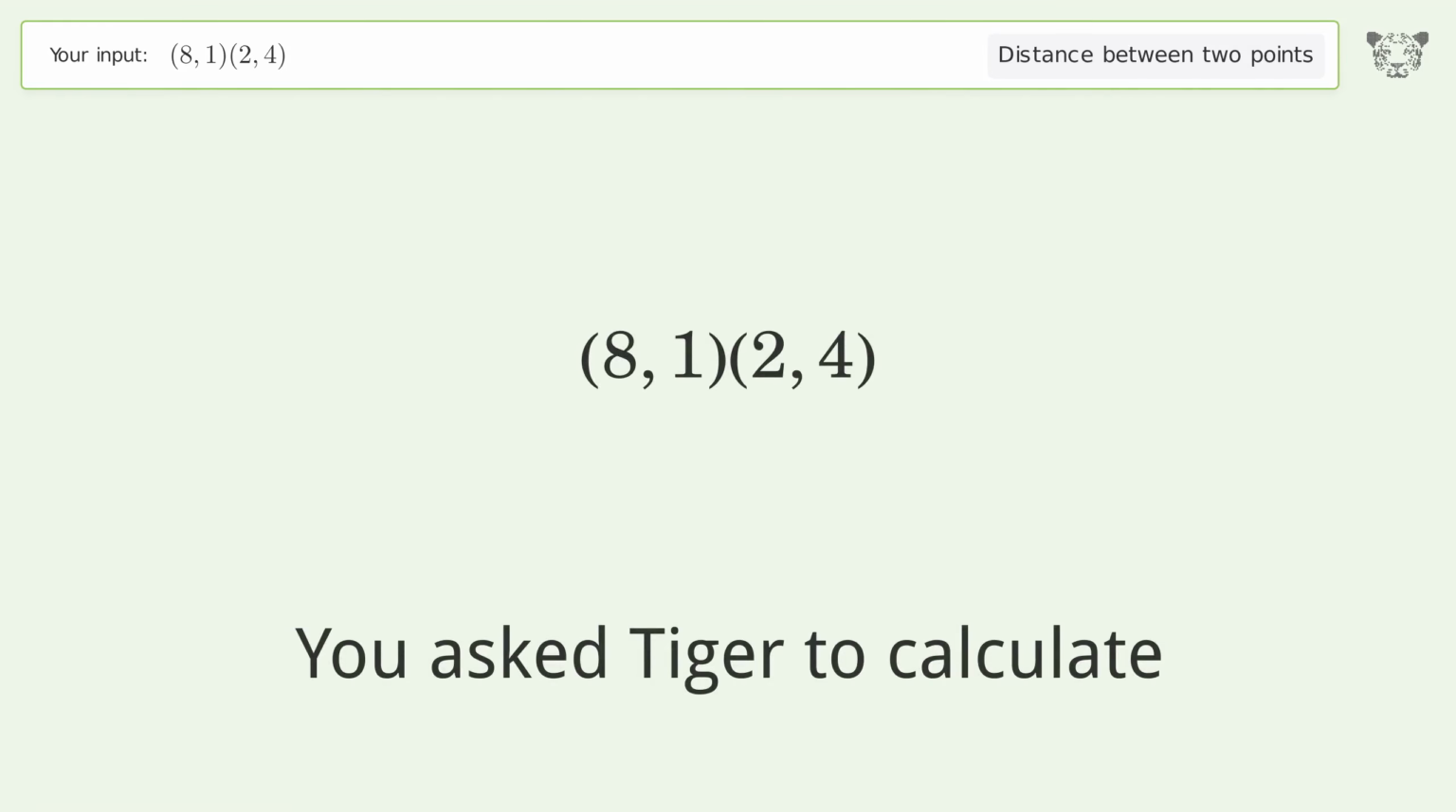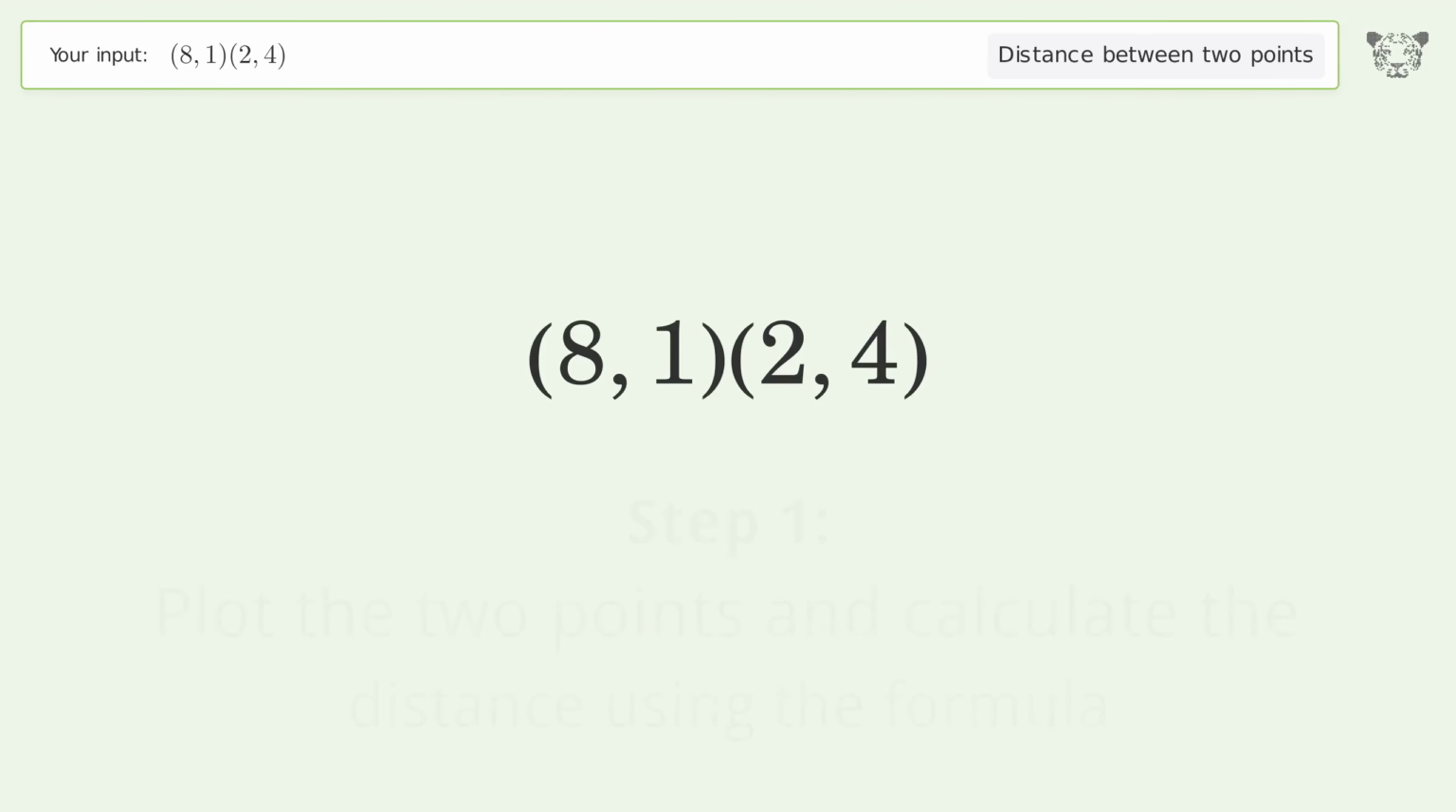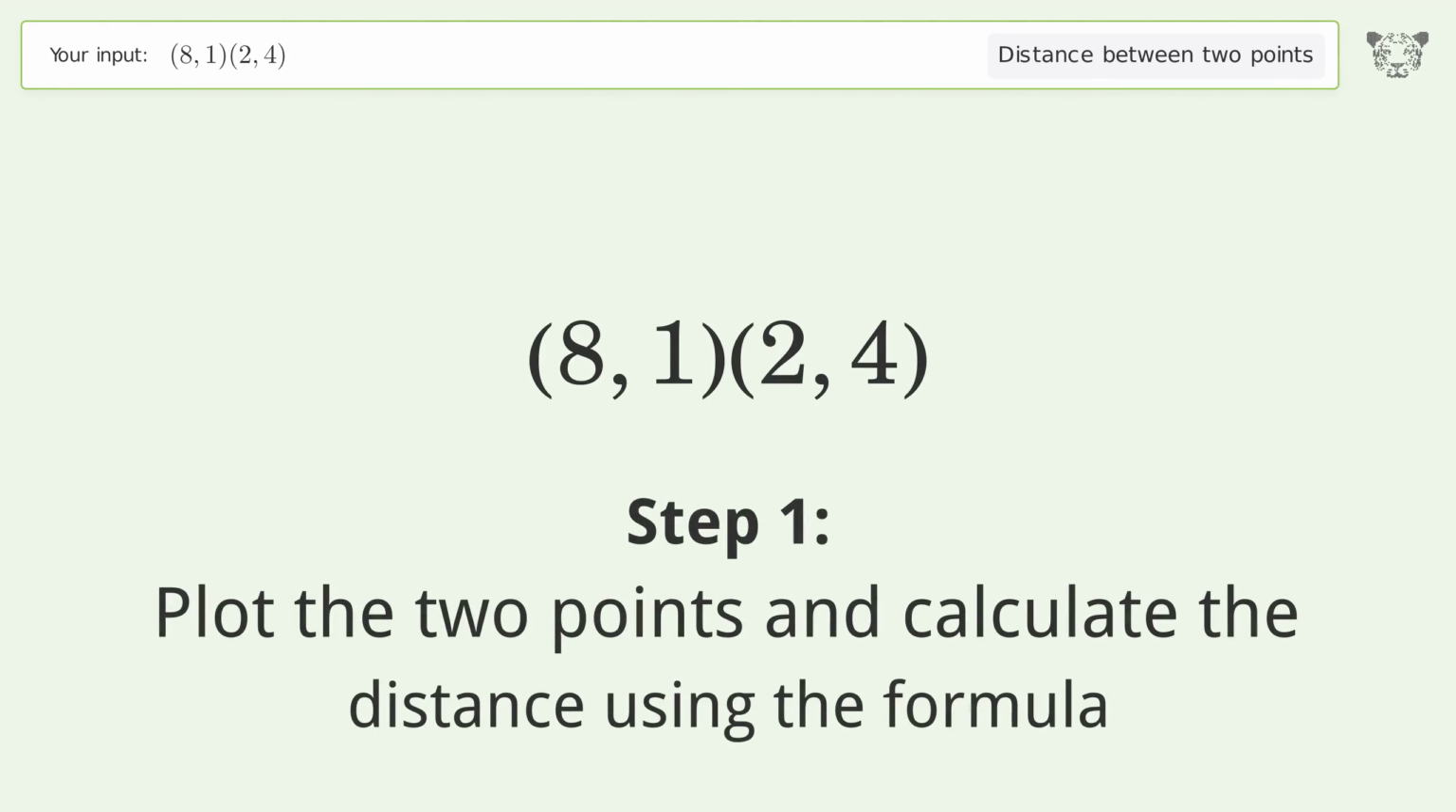You ask to calculate the distance between 2 points. The distance between the 2 points is the square root of 45, or 6.708. Let's solve it step by step. Plot the 2 points and calculate the distance using the formula.